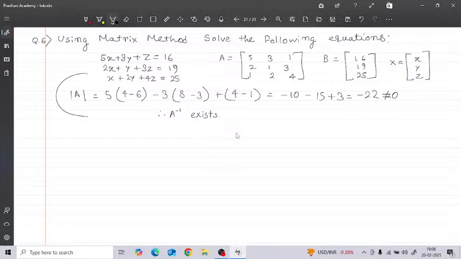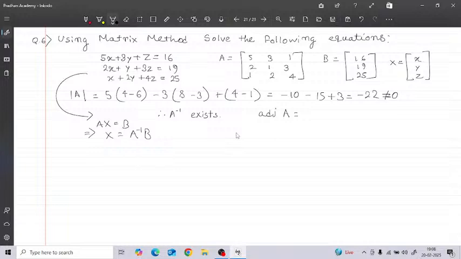Now from this you can write that AX equals B, and clearly, multiplying A with X, you will get B, and that is my system of equations. Now as A inverse exists, you can multiply A inverse on both sides, then you will get X equals A inverse B. Now you have to find this A inverse. For this, you have to calculate the adjoint of A first.